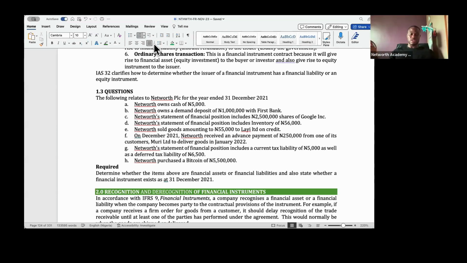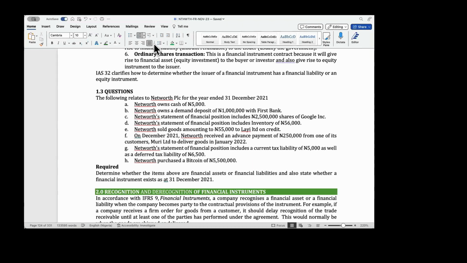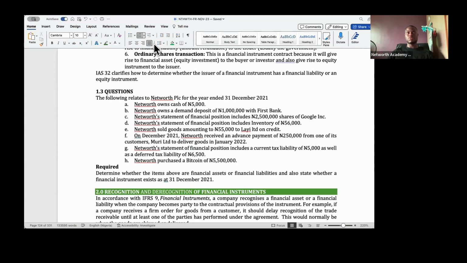Bitcoin is not cash because according to IAS 7, cash is a medium of exchange that is generally acceptable. Bitcoin is not a generally acceptable medium of exchange, right? And the risk of changes in value is very high for Bitcoin. The value changes so much.